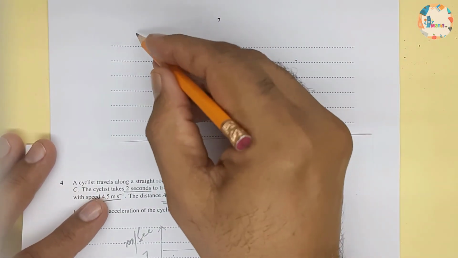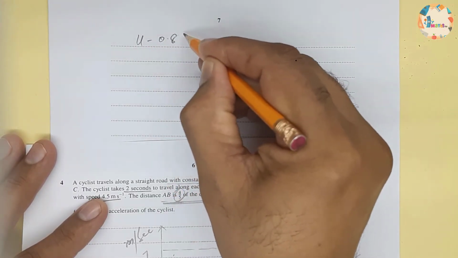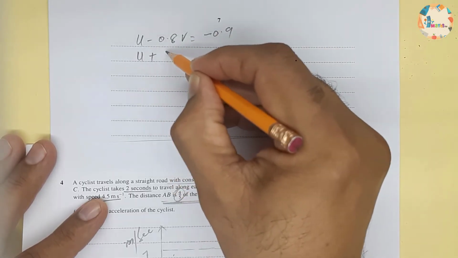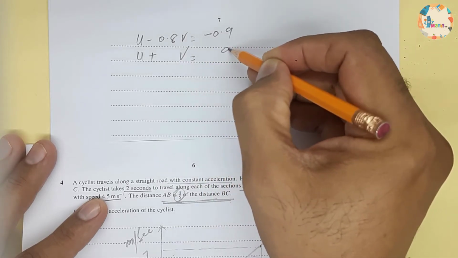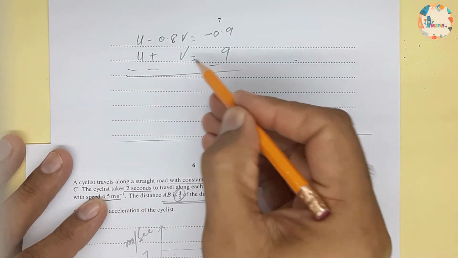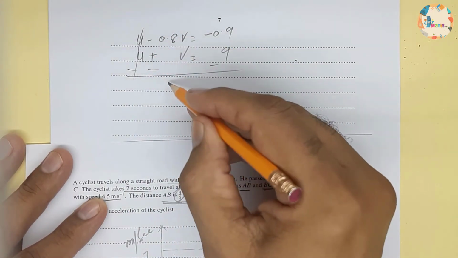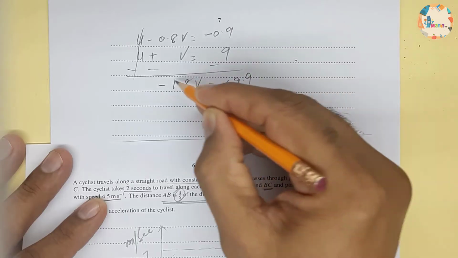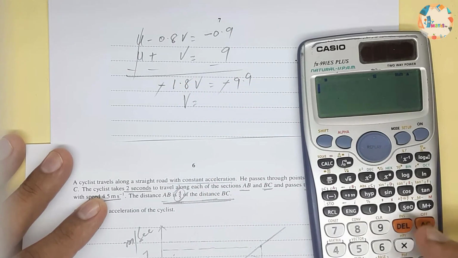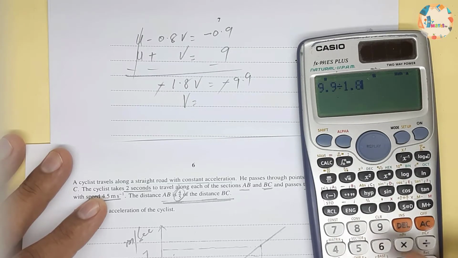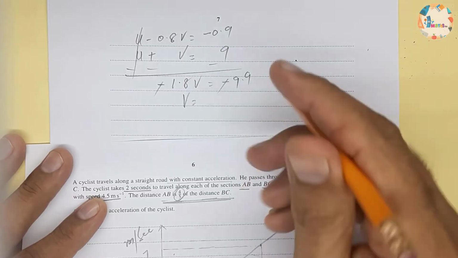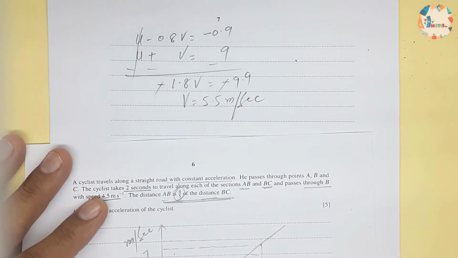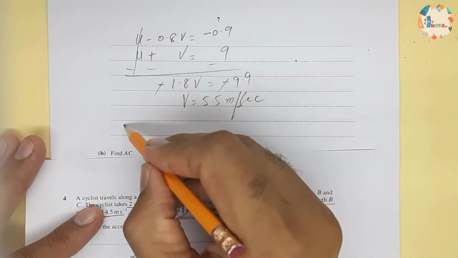I'm copying the first equation, which is u minus 0.8v is equal to minus 0.9, and the second equation we just got is u plus v is equal to 9. And now we can subtract and change signs. This will be cancelled. This will be 1.8v is equal to 9.9, so v will be equal to 9.9 divided by 1.8, and this will be equal to 5.5 meters per second.